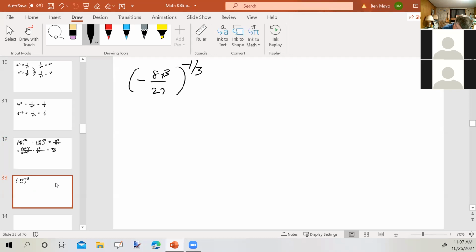But so what have I got here? I'm going to attach that negative to the numerator. So I'm going to move it and put it there. Oh, you know what? Let's do this first. Let's get rid of that negative exponent. So that's going to be 27 over negative 8x cubed to the positive 1/3 power. Okay.